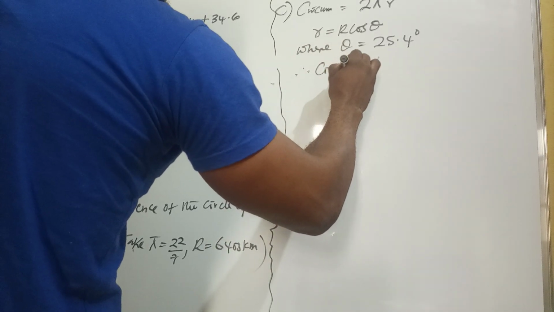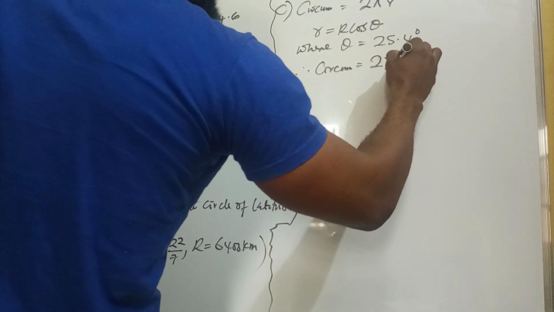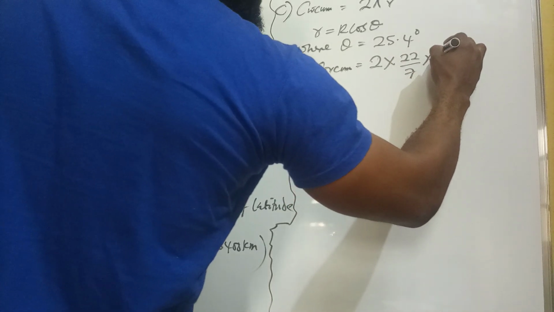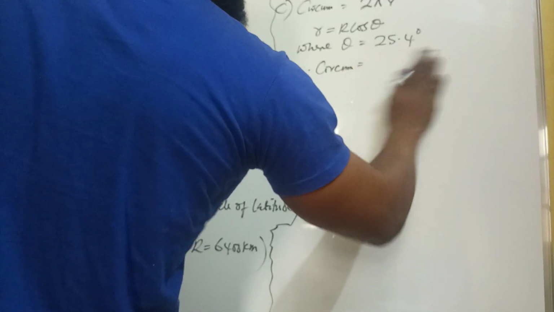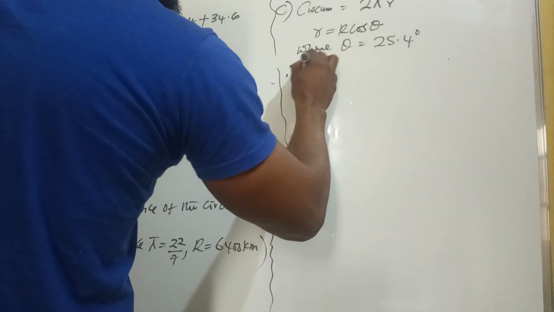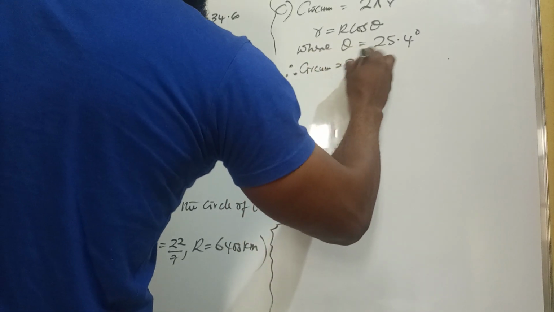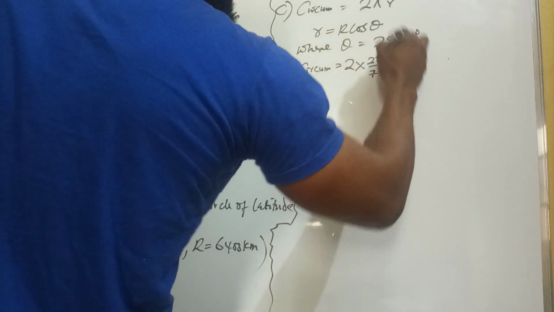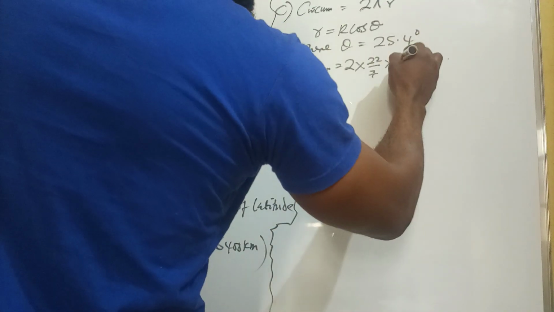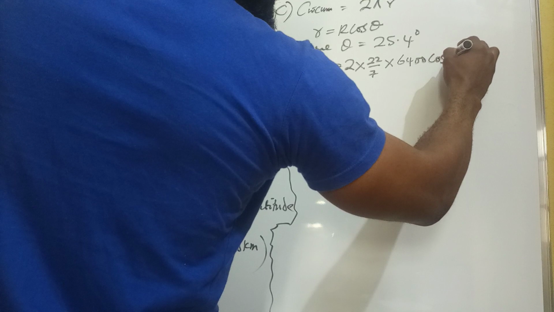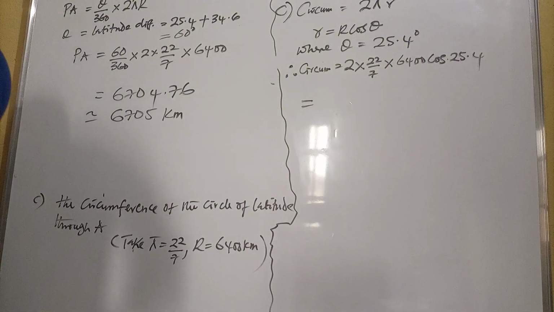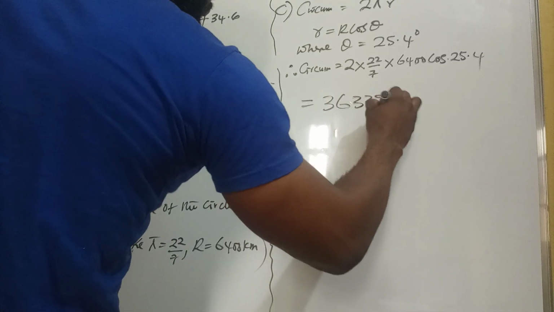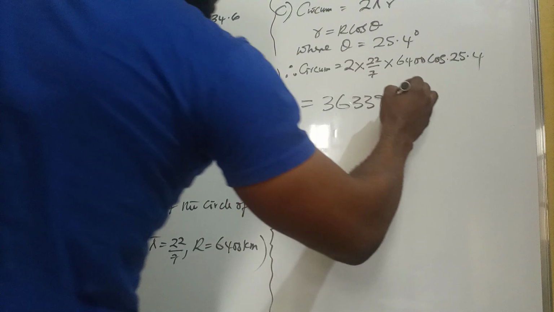Therefore, circumference now will be equal to 2 times 22 over 7 times 6,400. Okay, let me write it so that everything will enter properly. Circumference is going to be 2 times 22 over 7, the 22 over 7 is the pi, times big R, which is 6,400, times cos 25.4. So when you solve it using your calculator, you're going to have 36339.88.